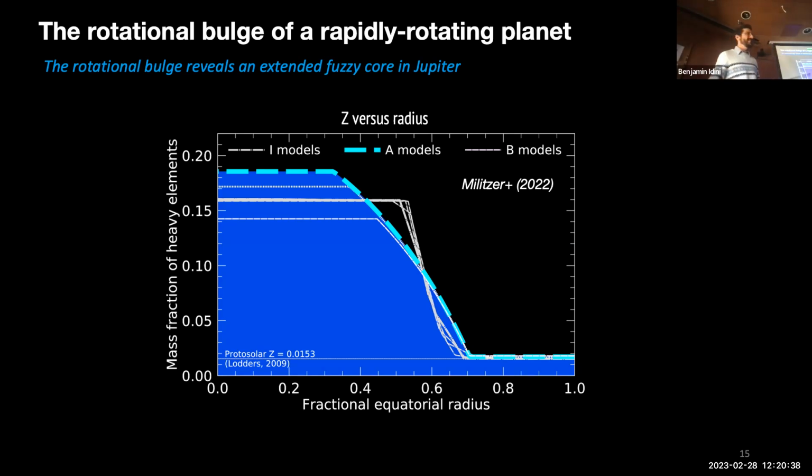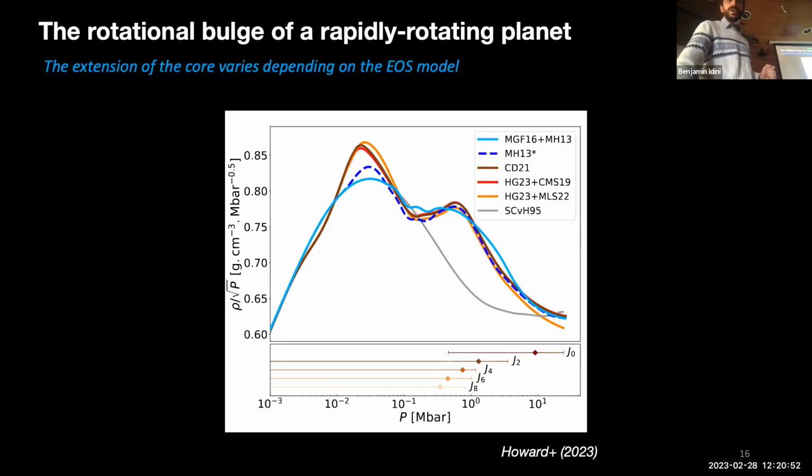Now, this kind of modeling is not the same as ring seismology. There are actually important caveats. And one of them, maybe the main one, has to do with how well we understand the behavior of hydrogen at high pressure, or the equation of state of hydrogen. What I'm showing you here is how the density of the planet, just normalized by something, changes as a function of pressure or as a function of depth.